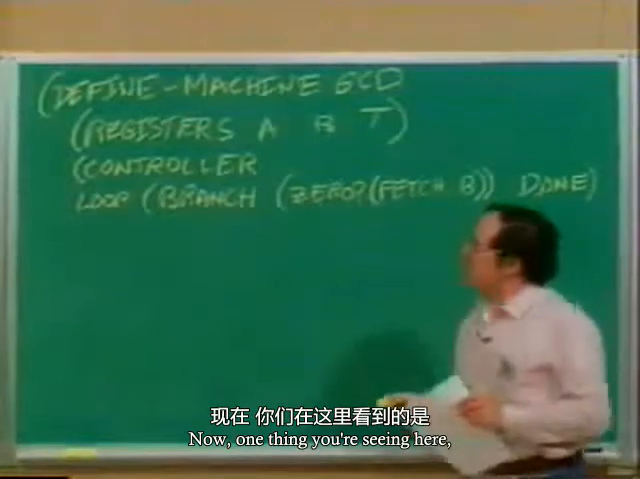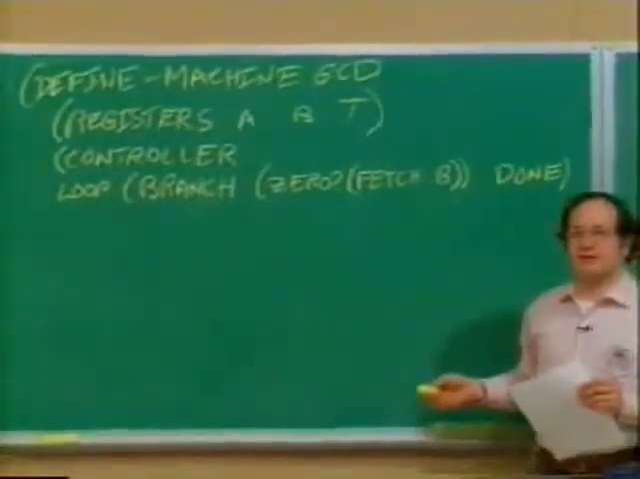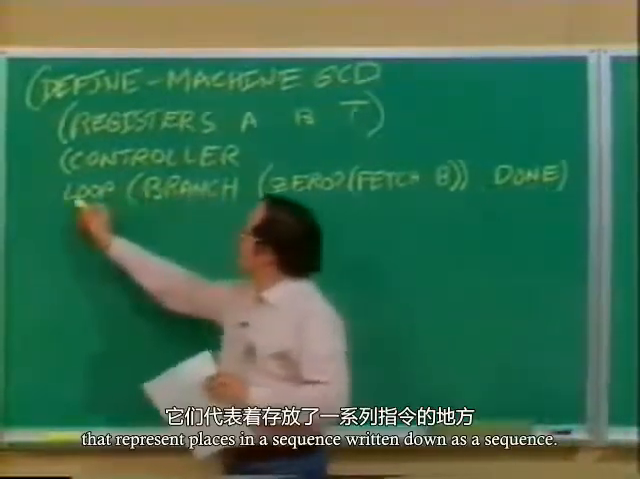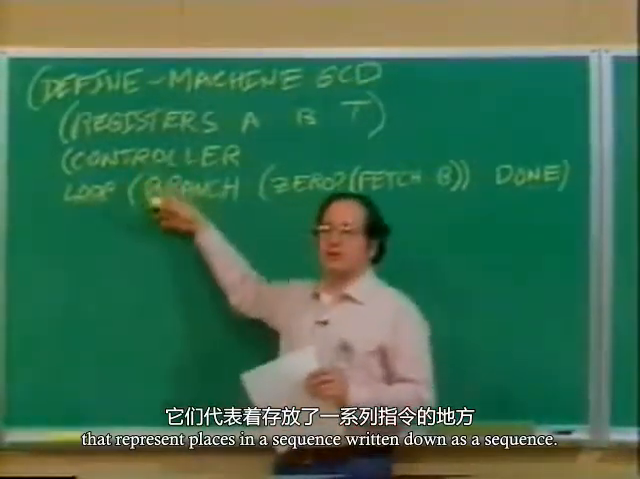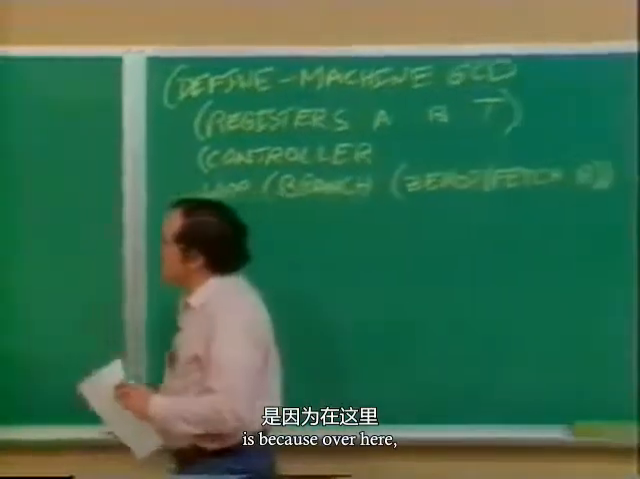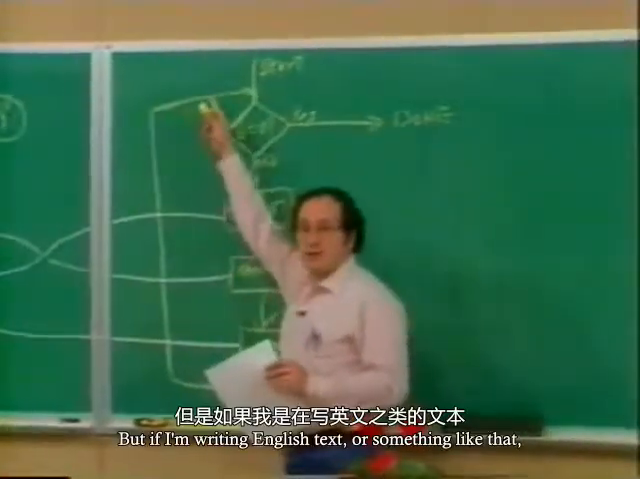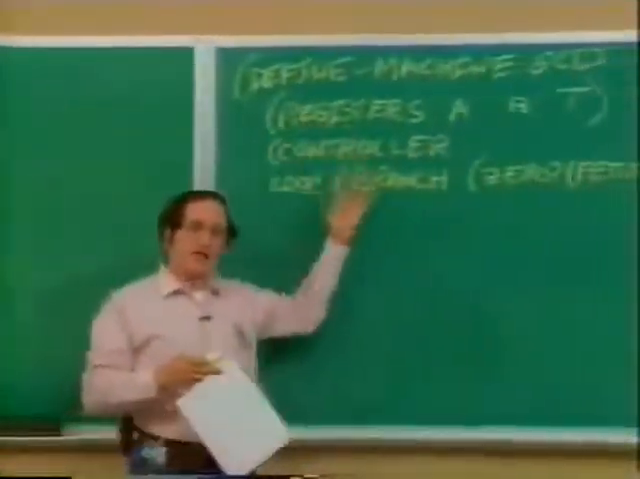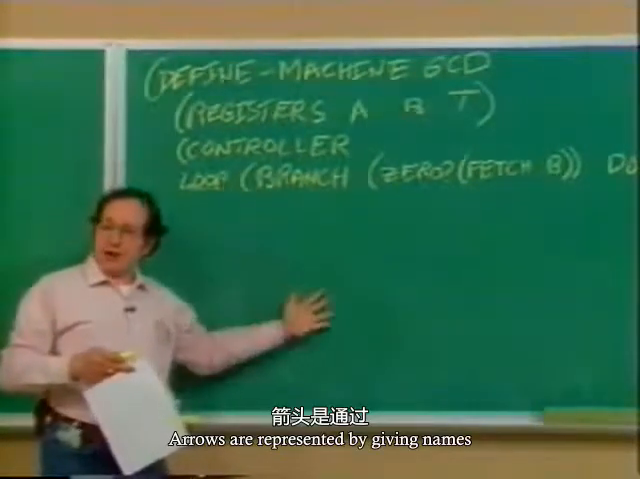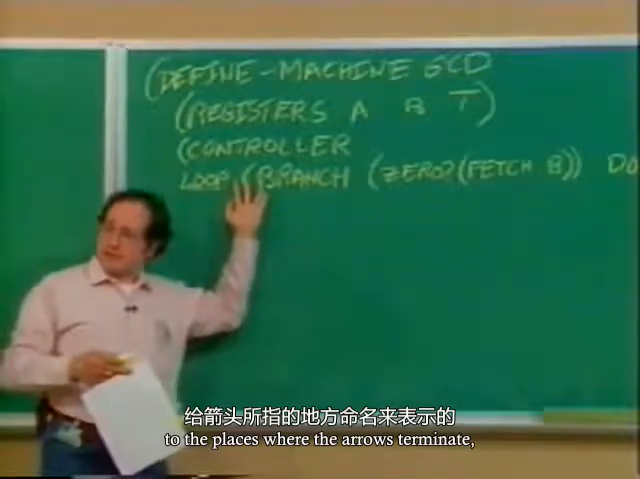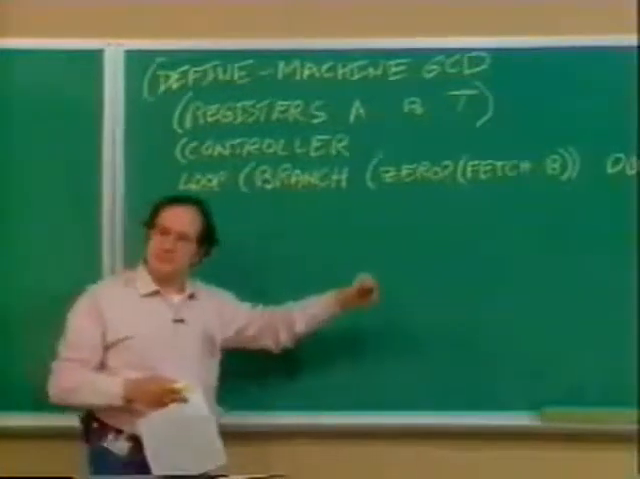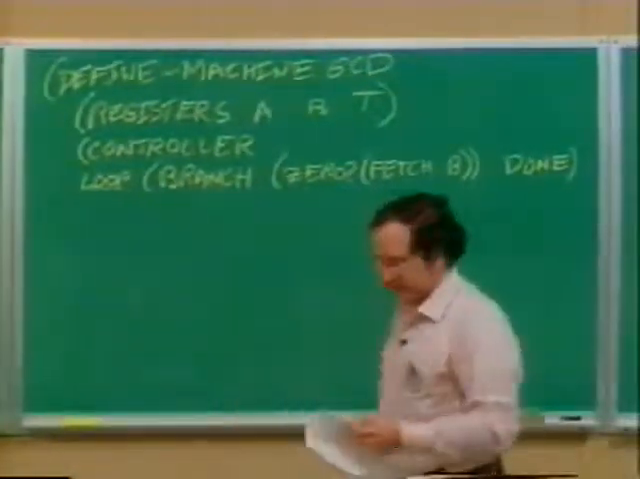Now, one thing you're seeing here, this looks very much like a traditional computer language. And what you're seeing here is things like labels that represent places in a sequence written down as a sequence. The reason why they're needed is because over here, I've written something with loops. But if I'm writing English text or something like that, it's hard to refer to a place. I don't have arrows. Arrows are represented by giving names to the places where the arrows terminate and then referring to them by those names. Now, this is just an encoding. There's nothing magical about things like that.